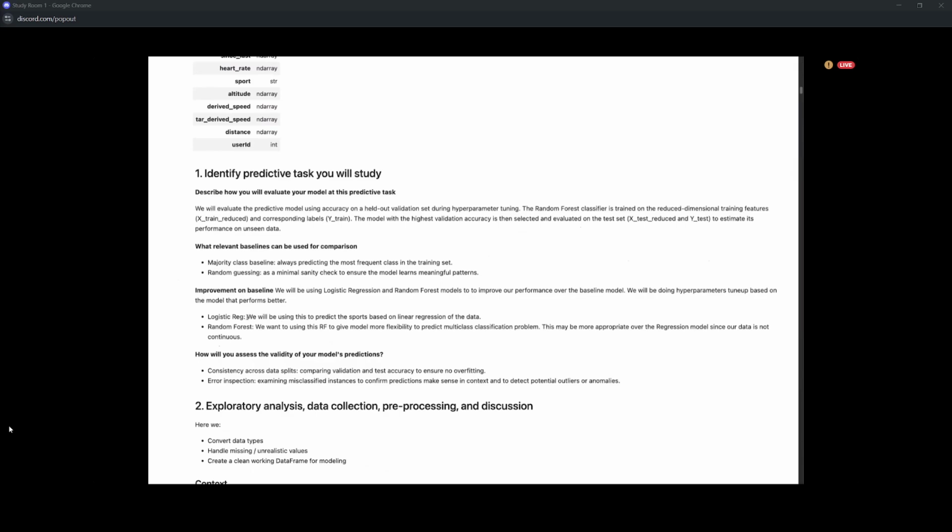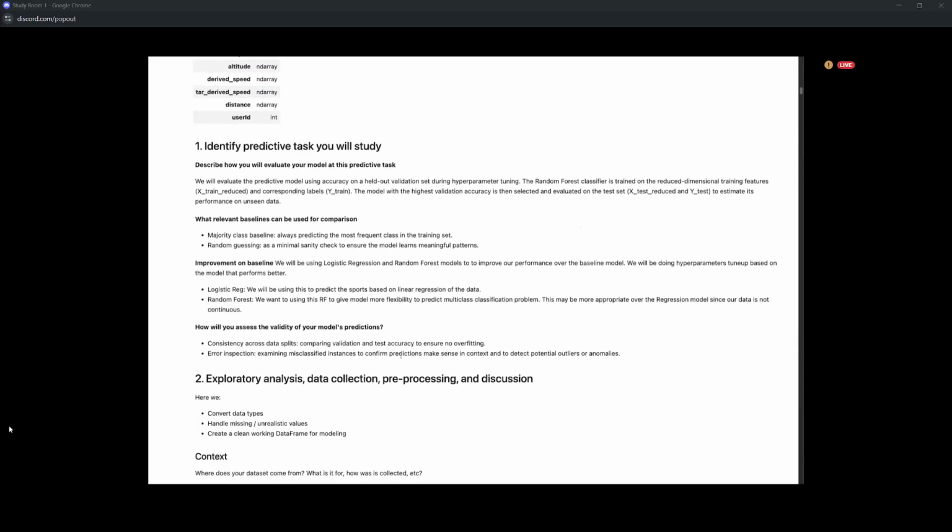Here, logistic regression we'll be using to predict the sport based on a linear model of the data, and random forest we'll be using to give more flexibility in predicting a multi-class classification problem. This will be more appropriate than a regression model since our target is not continuous. And we will be assessing the predictions based on consistency across data splits, comparing the validation and test accuracies to make sure there's no overfitting going on. And then we'll also be doing some error inspection as well.